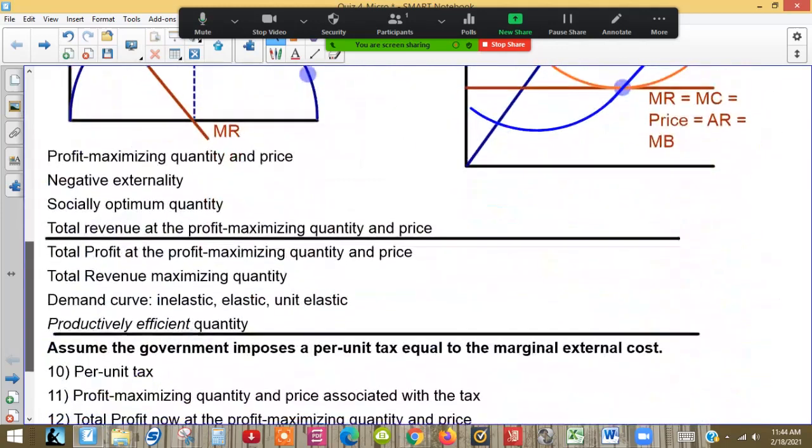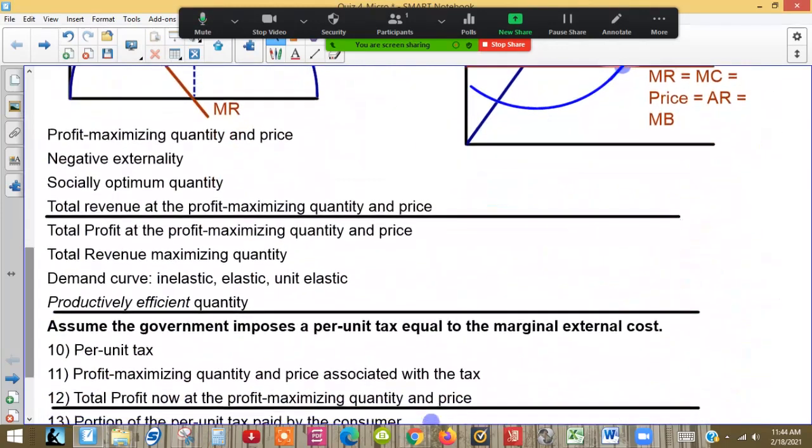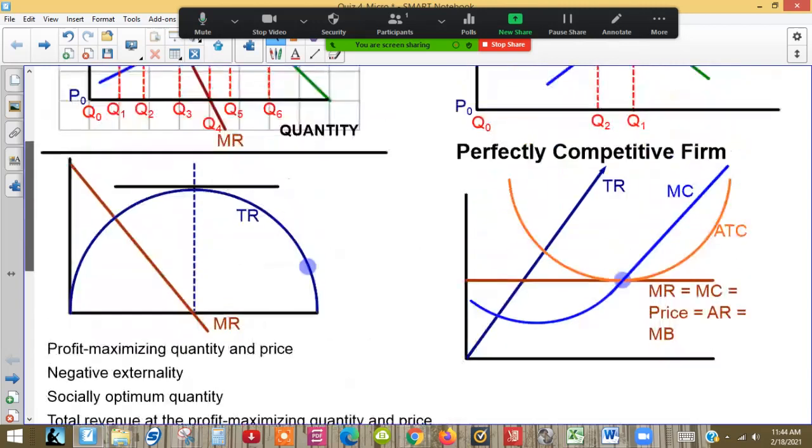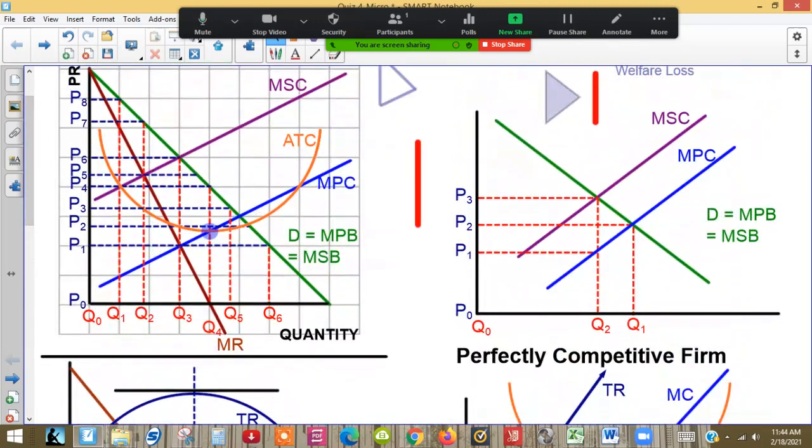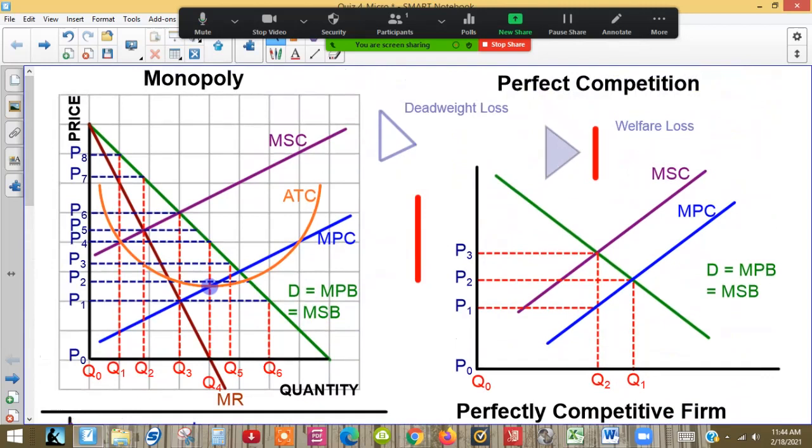Okay. Now we're going to assume that the government imposes a per unit tax equal to the marginal external cost. So if we look back up here, we can say, well, what is that? Well, I've got this little red stick right here to make that easy to see. The marginal social cost curve is higher than the marginal private cost curve by an amount equal to my red stick, okay?